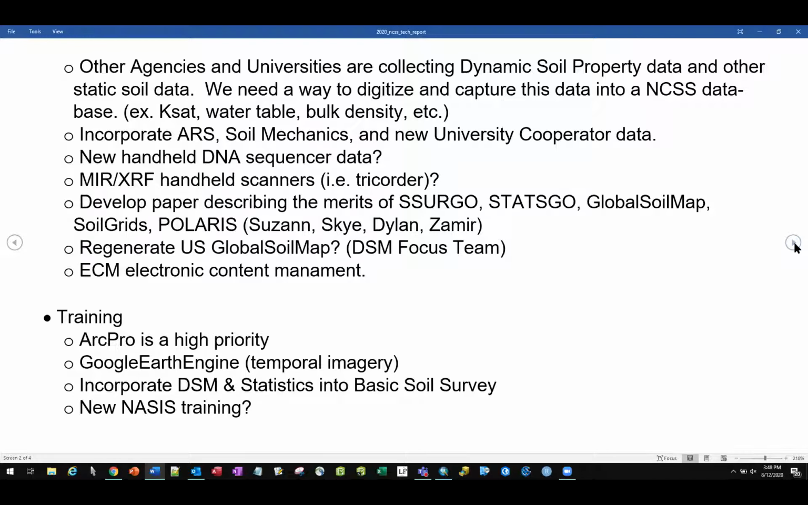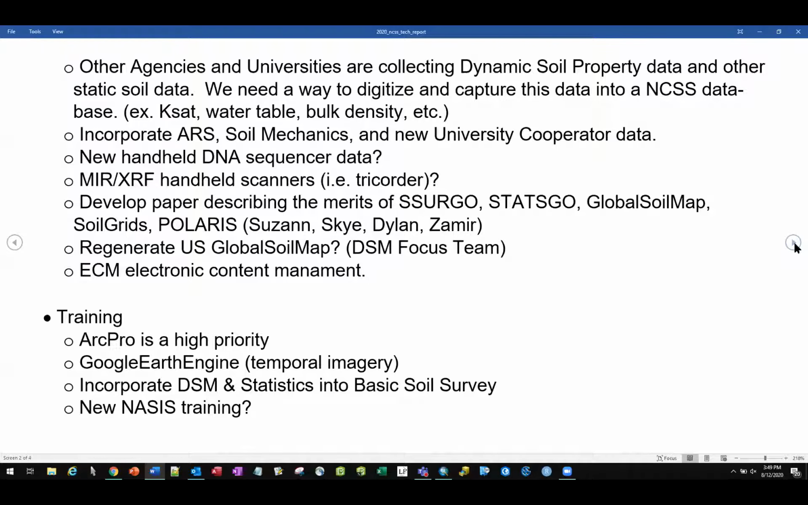Some of the other things that were coming up is there's a new handheld DNA sequencer, and they're actually using that on soils. It's not all that expensive. The price is coming down. It's pretty crazy that you can have a handheld DNA sequencer. They're talking about trying to get the MIR into a handheld scanner. We are purchasing more XRF scanners. I think those are running $16,000 a piece. And we don't know what kind of tricorder we'll have sometime in the future.